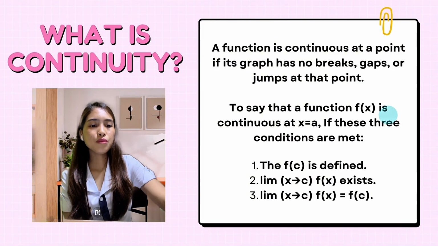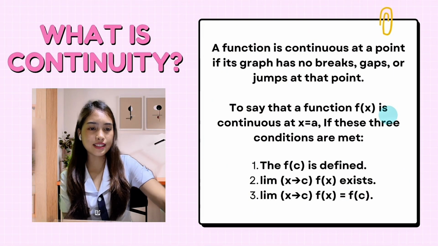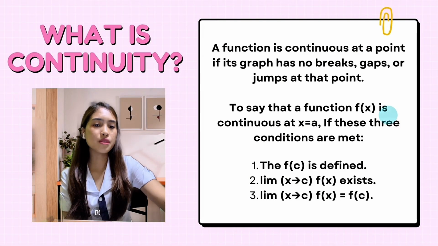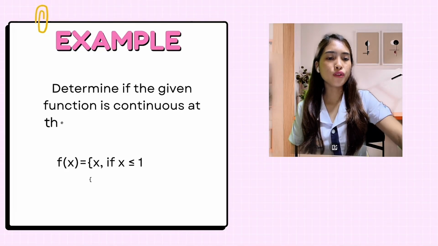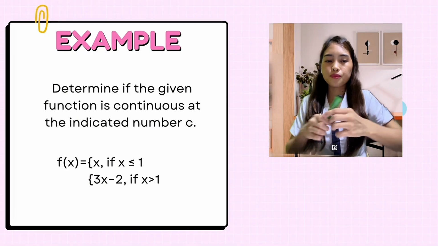Third, the limit of f of x as x approaches c is equal to f of c. This means the value the function approaches as x gets closer to c is the same as the value of the function at c. So here is an example to see if we can apply those three conditions.